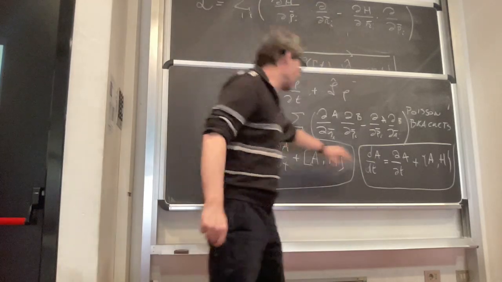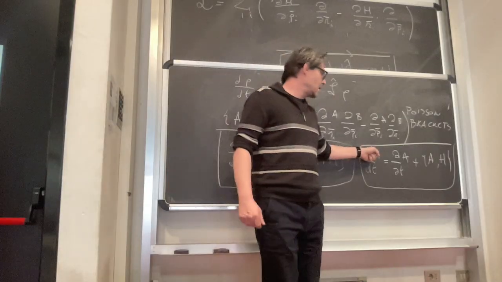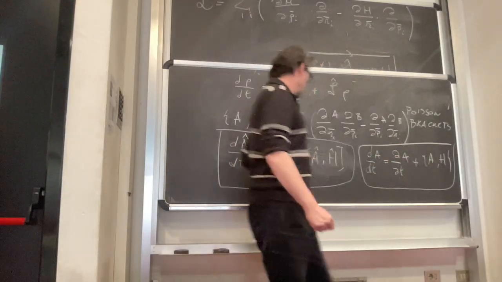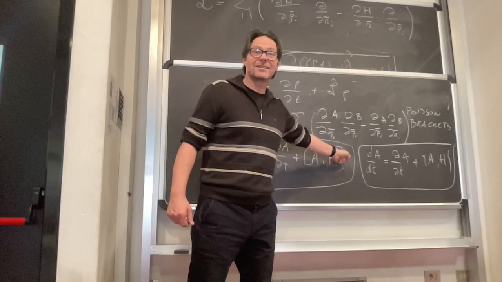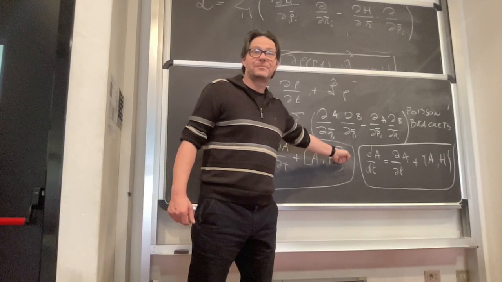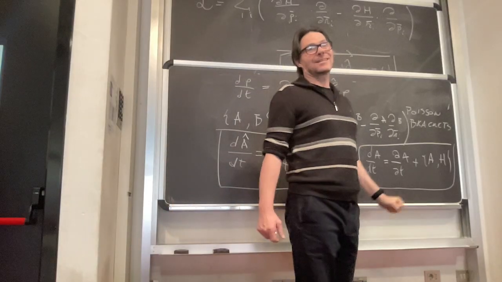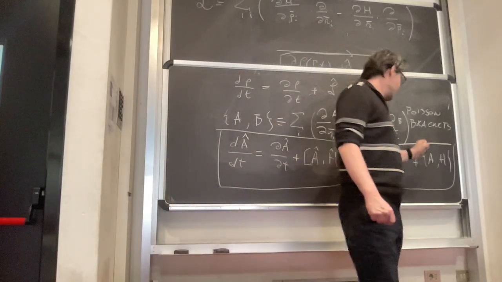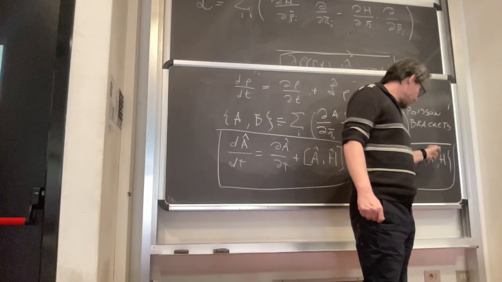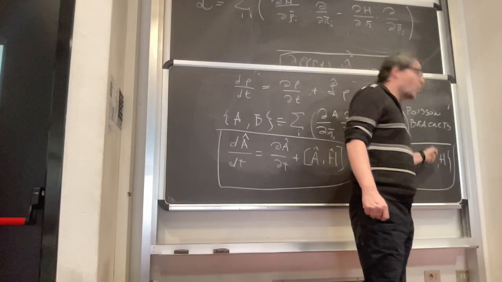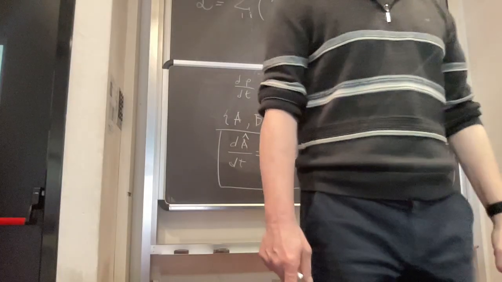So if I let this go for a moment, an observable quantity is conserved in quantum mechanics if it commutes with the Hamiltonian. And in classical mechanics, if it Poisson commutes with the Hamiltonian. Okay?